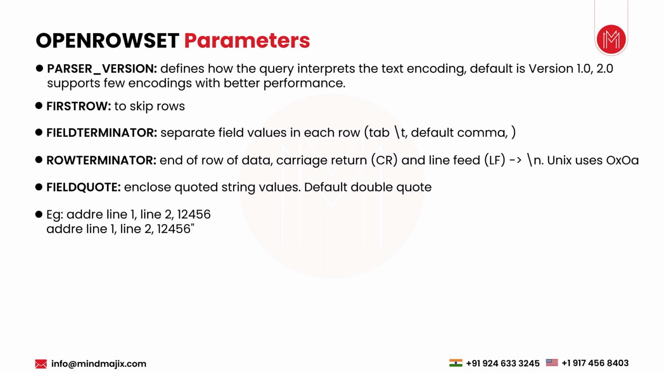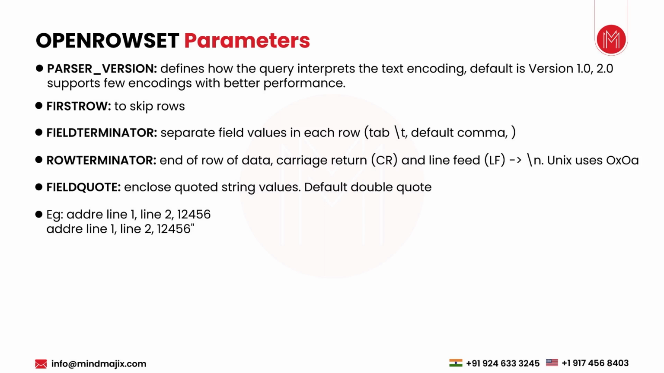In that case, you have something called a field quote. So if I say double quotes is my field quotation, let me take it here only. Without the field quotation, address line 1 is considered as a column in the comma separated version of the file because we have given the field terminator as comma.